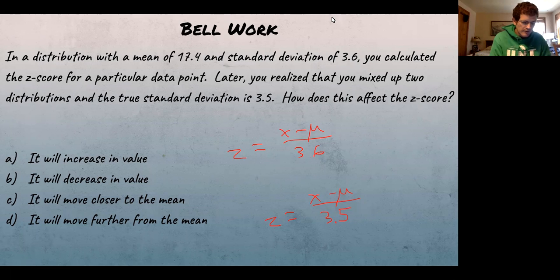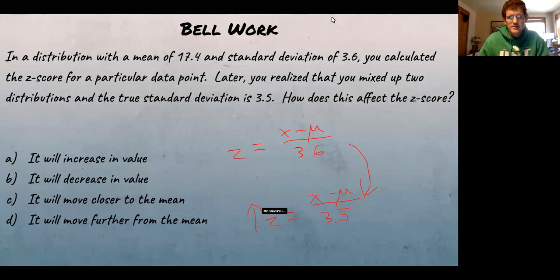So remember, if I reduce my divisor, then what that does is it increases the quotient. So what I mean by that is if I divide by a smaller number, and here I went from 3.6 to 3.5, my z should be getting a little bit bigger. And if my z-score gets a little bit bigger, that means it is further from the mean. I don't know what the z-score was originally. It could have been negative. So if it was negative, it's going to be more negative now. If it was positive, it's going to be more positive. It's going to be further from the mean, spread out further.